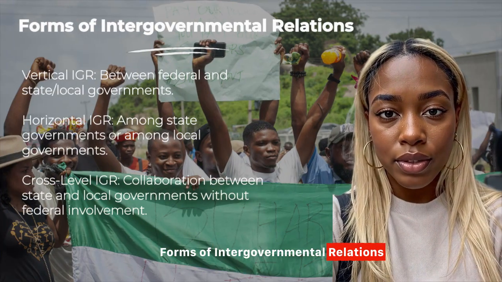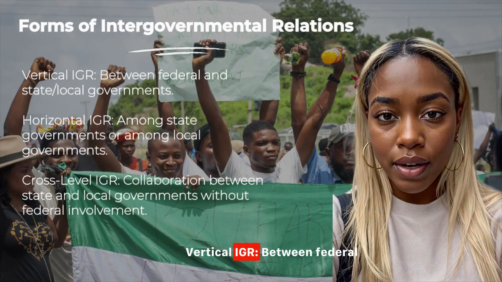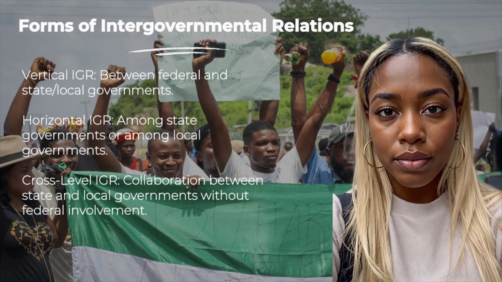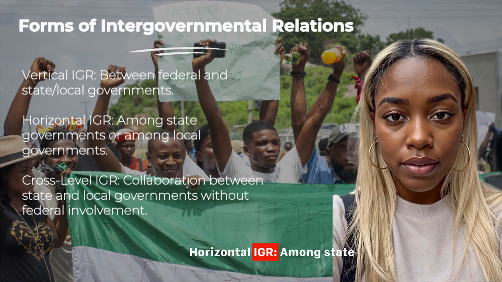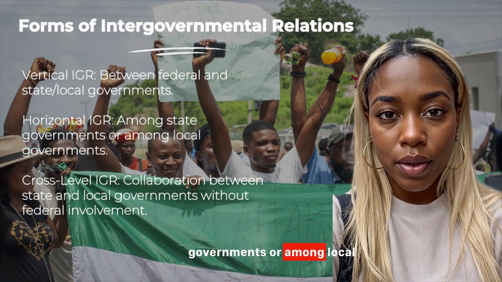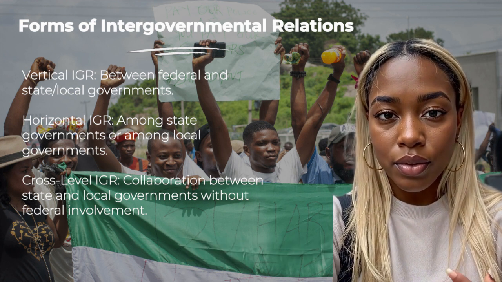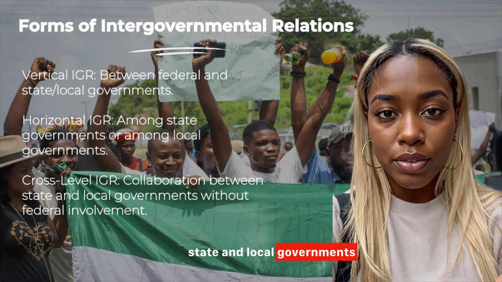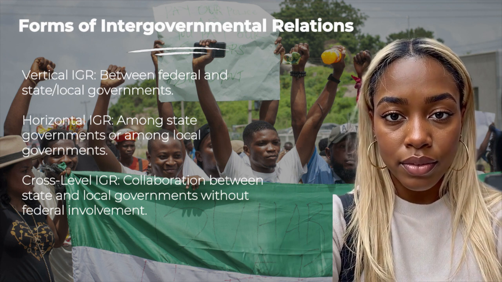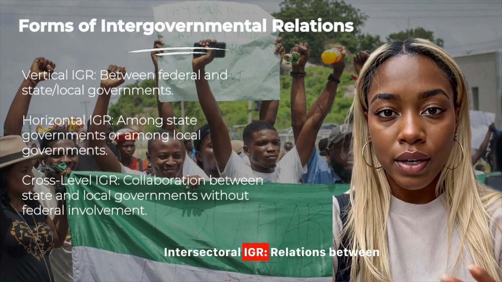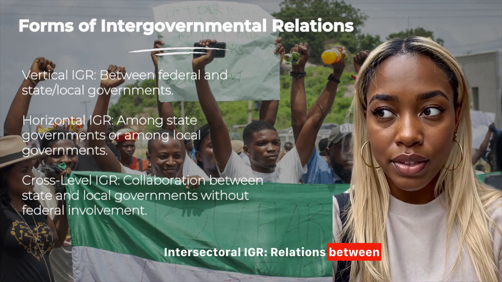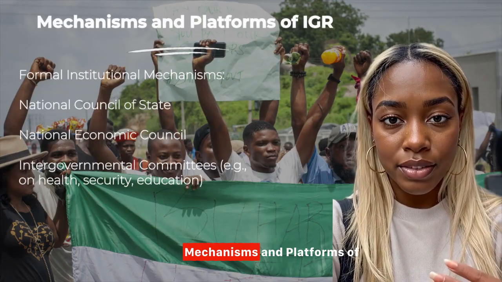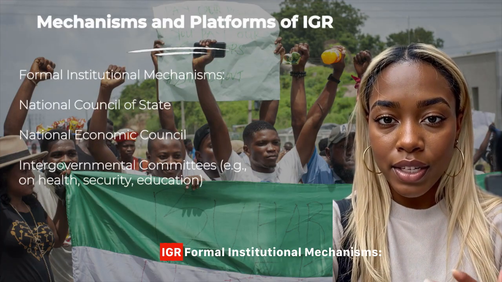Forms of intergovernmental relations. Vertical IGR: between federal and state or local governments. Horizontal IGR: among state governments or among local governments. Cross-level IGR: collaboration between state and local governments without federal involvement. Intersectoral IGR: relations between different government ministries or departments across levels.